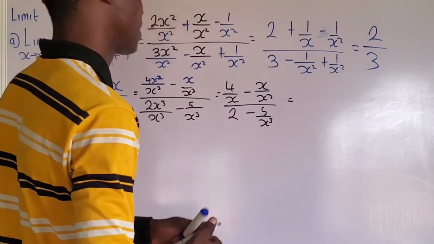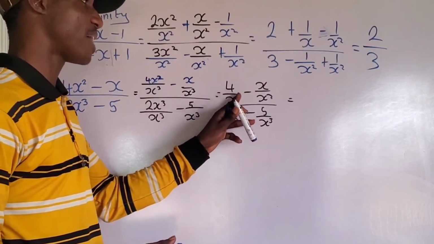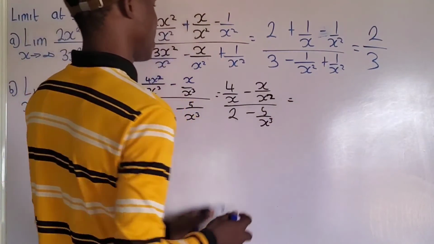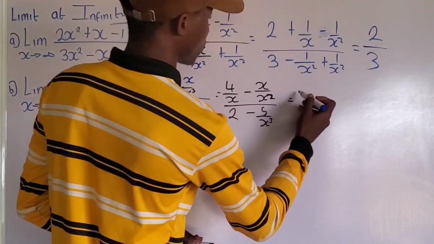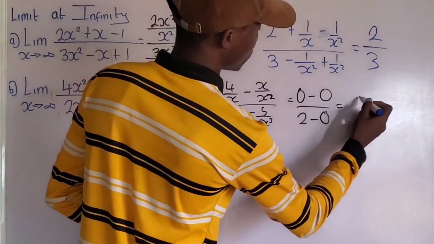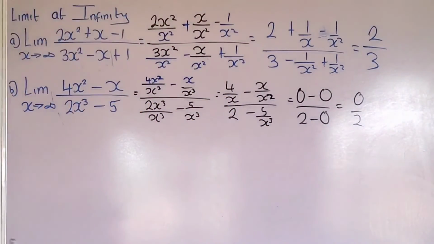Do you know the reason? Because the numerator here will be 0: 4 over x will be 0, x over x cubed also will be 0. This is what we're going to have: 0 minus 0 all over 2 minus 0. This is 0 over 2. I hope you understood what I did.